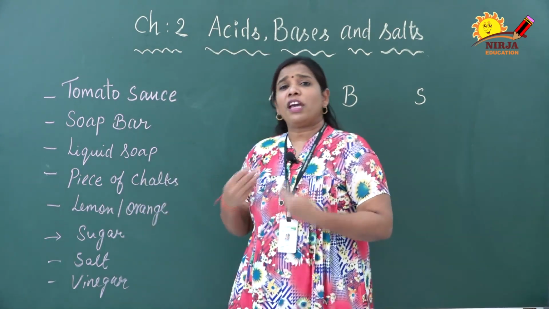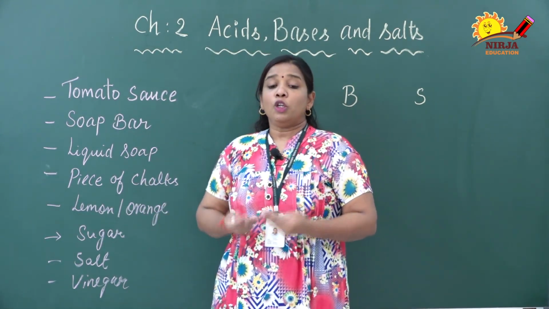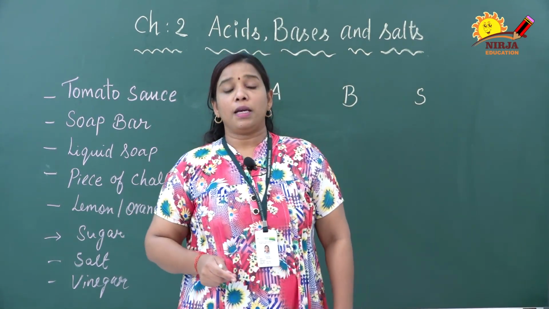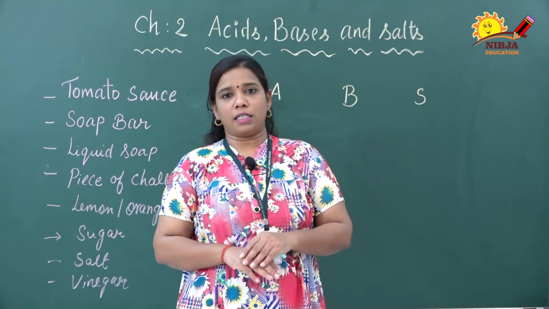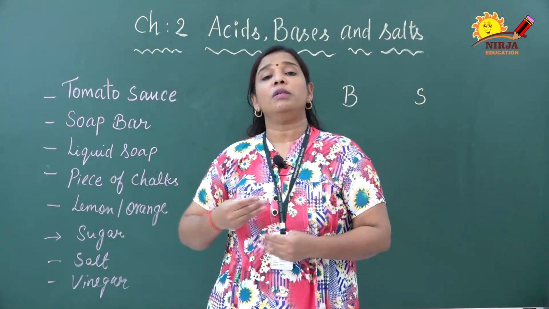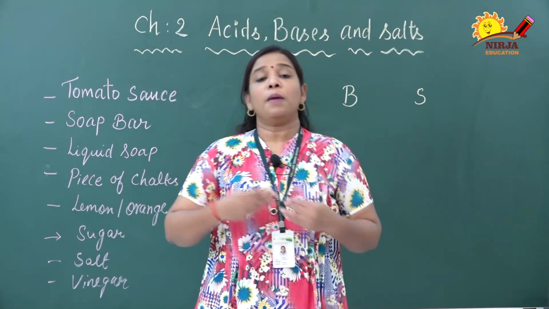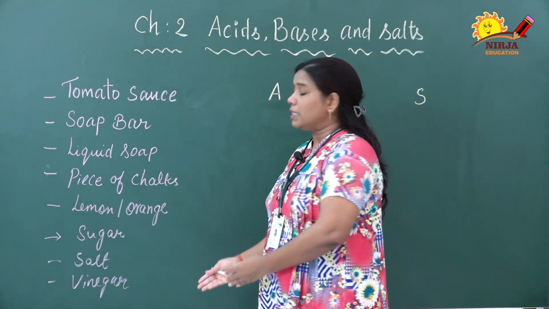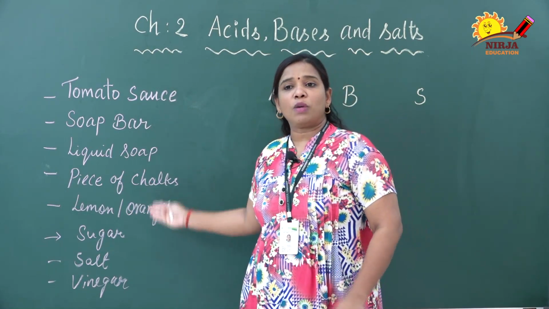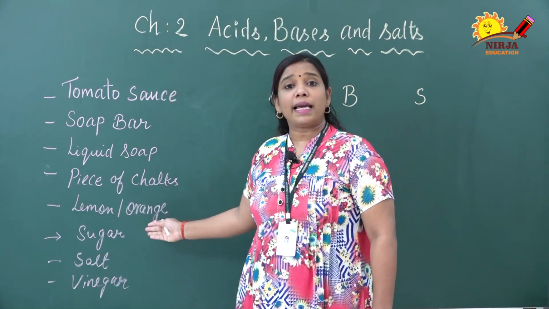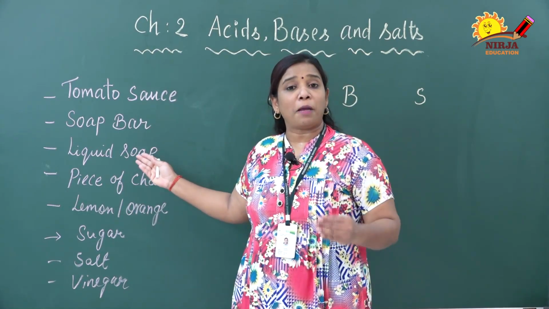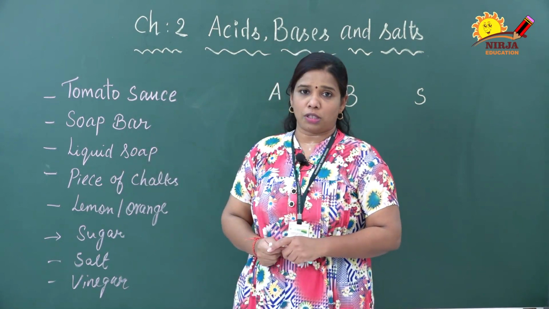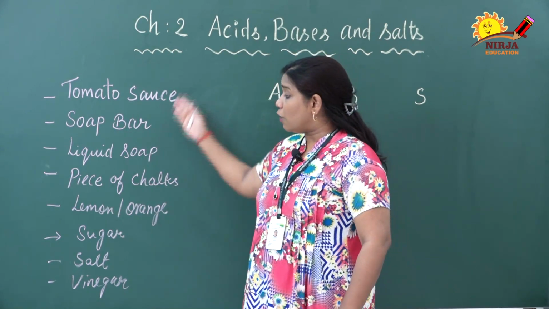So how do we identify those substances? You might have learned in your lower classes that acids are sour in taste and bases are bitter in taste. Apart from that, we have to learn many things about acids, bases as well as salts. Here I have written many substances. Based on the primary characters of acids and bases, the sour taste and bitter taste, we have to segregate the substances. Here I have mentioned 8 different substances.